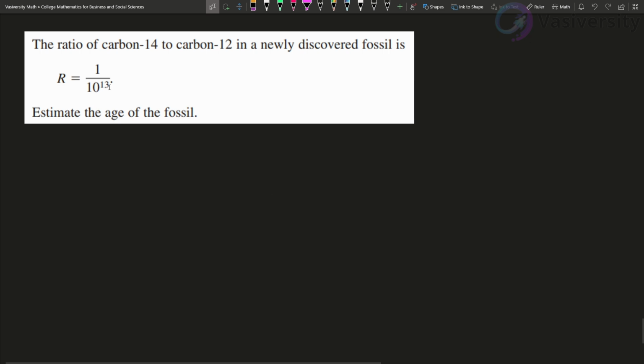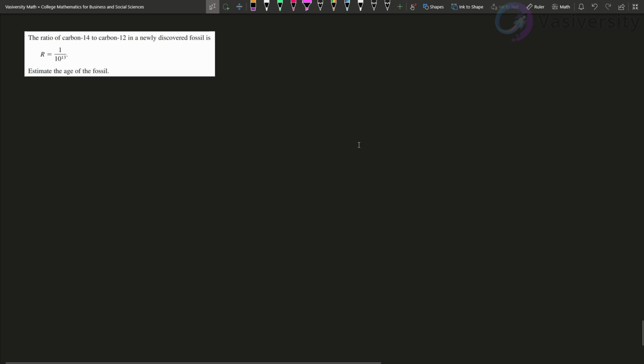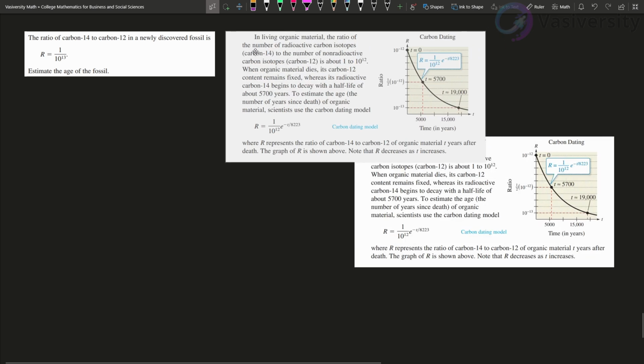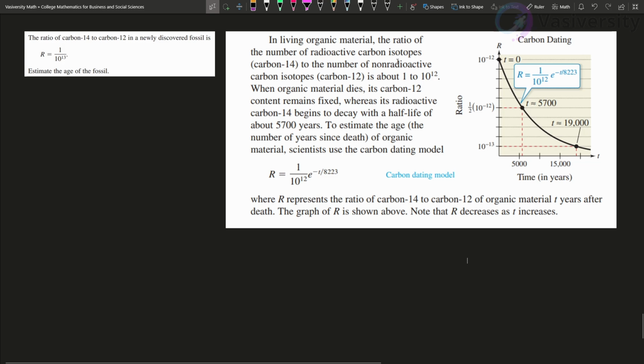So what we want to do is estimate the age of the fossil. How do we know that? Let's have a quick review of the model for such a problem. In living organic material, the ratio of the number of radioactive carbon isotopes to the number of non-radioactive carbon isotopes is about 1 to 10 to the 12. We can calculate the half-life of when the material is breaking down, and the half-life of that is 5,700 years.